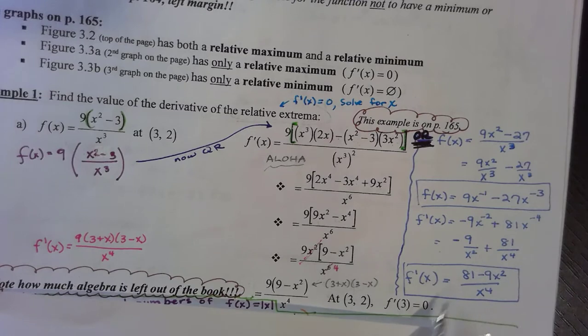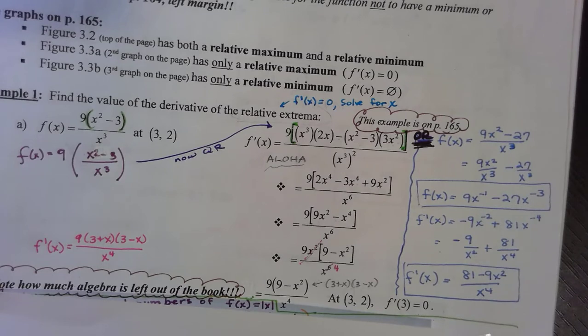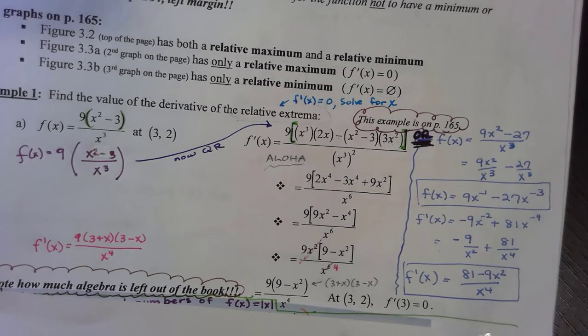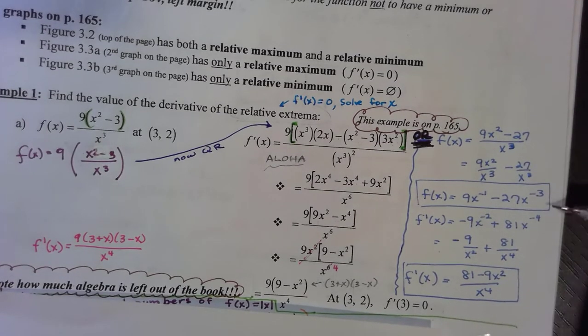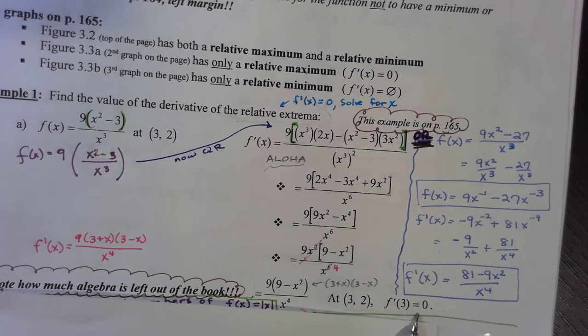Now, the really important thing, since this factors at 3, my x is 3, we're going to substitute 3, and we can see when x is 3, the derivative will be 0. So the value of the derivative at the given extrema is 0.